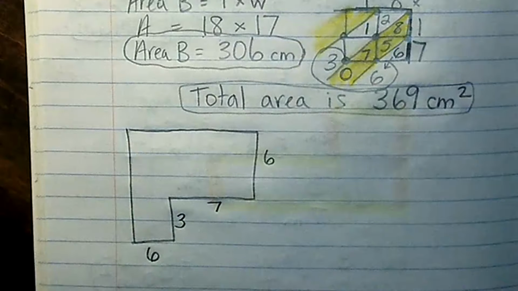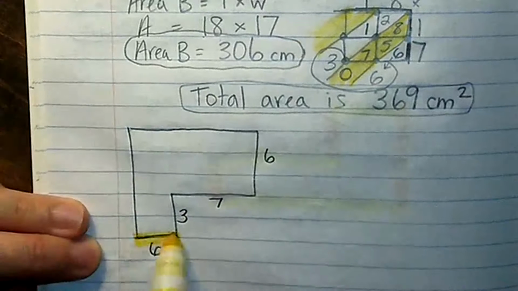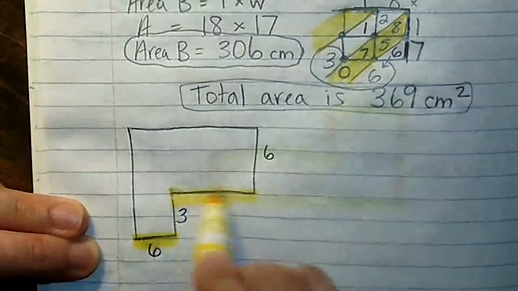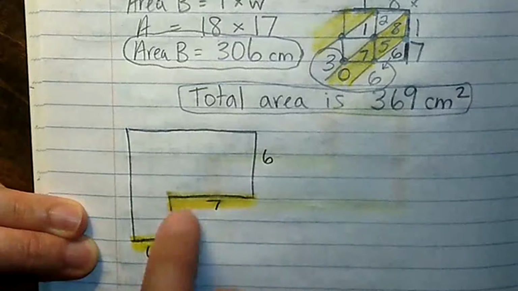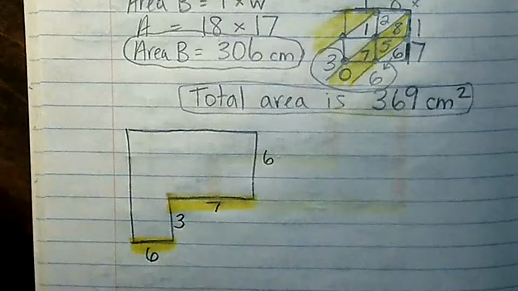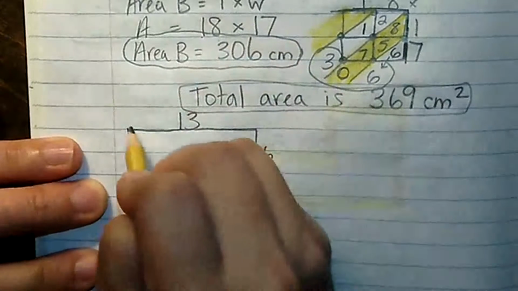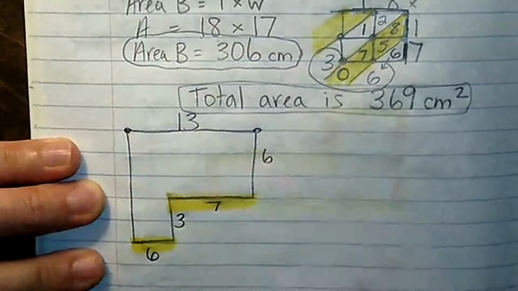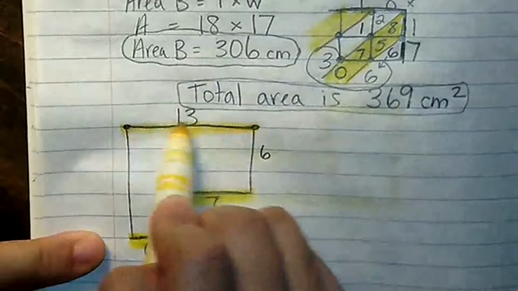I think we are. I'm going to start with my highlighter, and I'm going to highlight all of the horizontal lines. This little short piece is 6. This little short piece is 7. What's 6 plus 7? 13. So my top here from this side to this side equals 13. And that should also be yellow because look, it's a horizontal line.